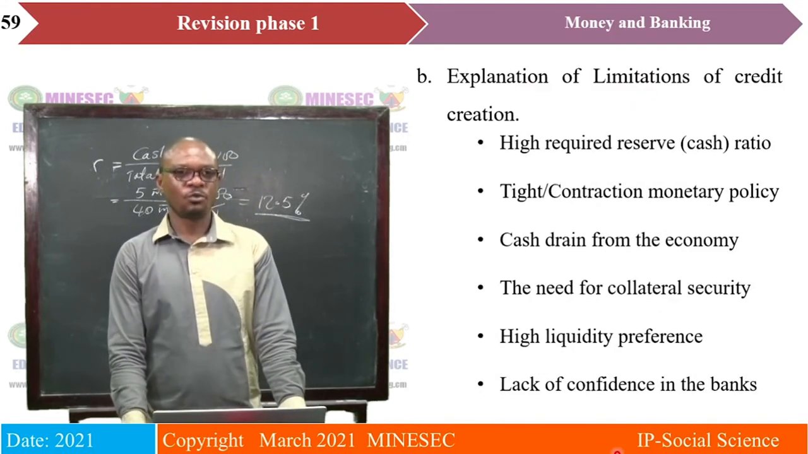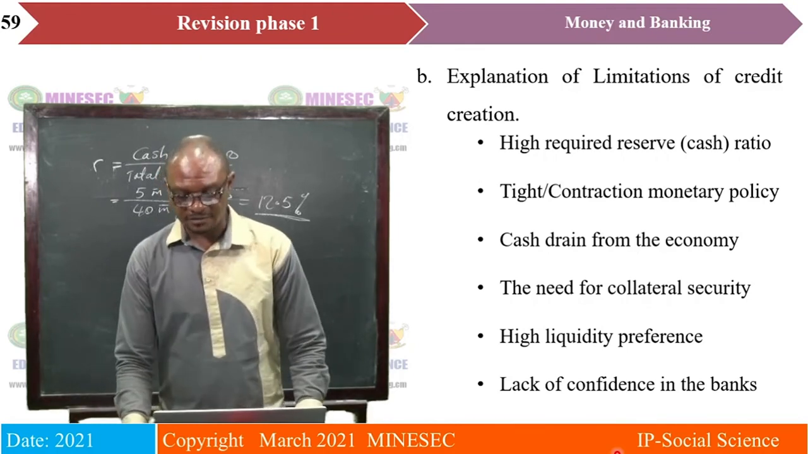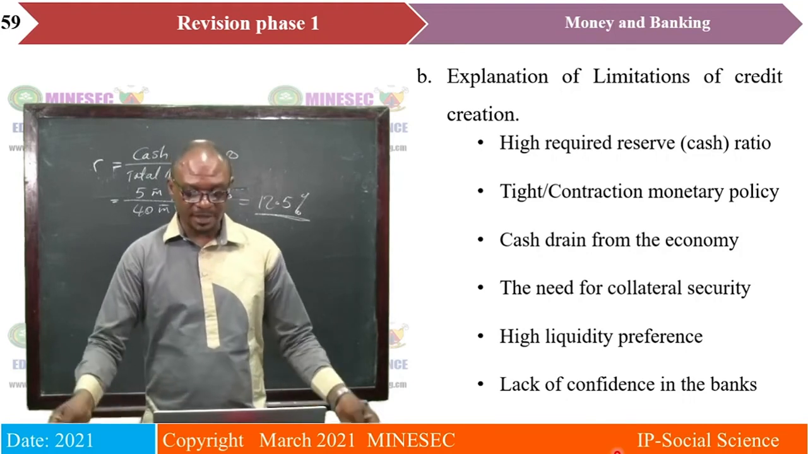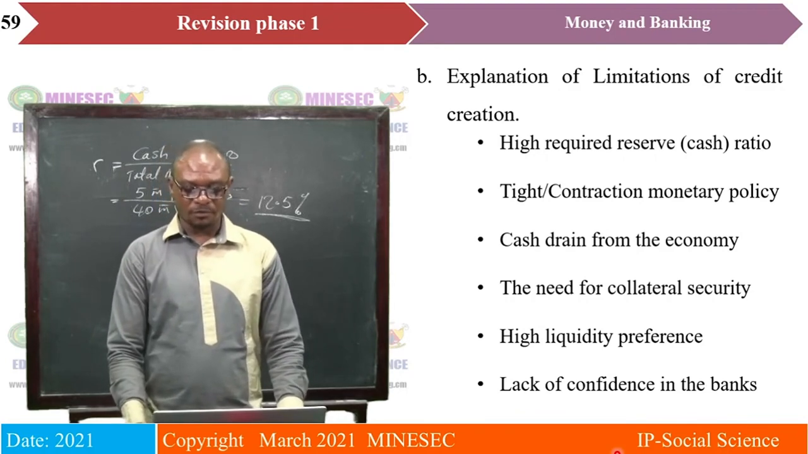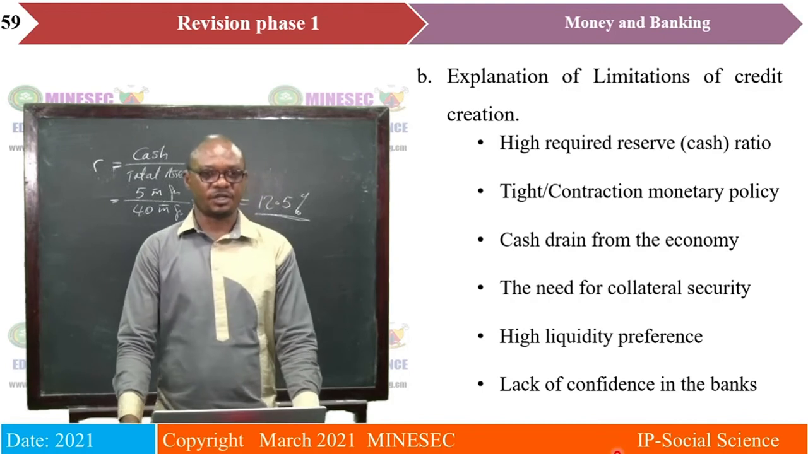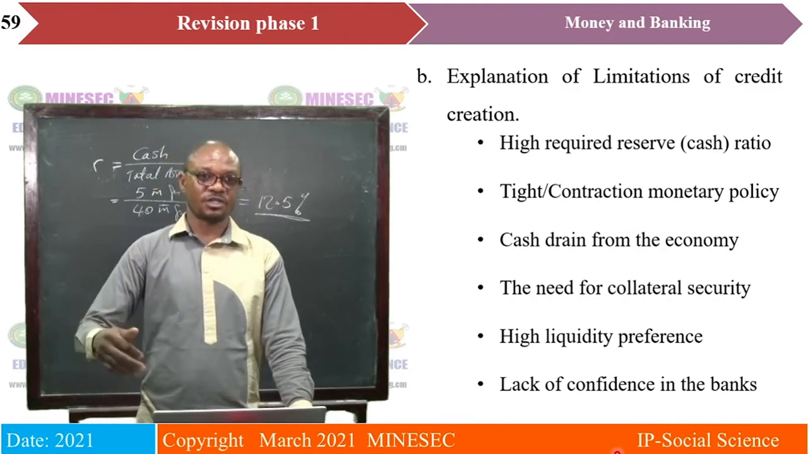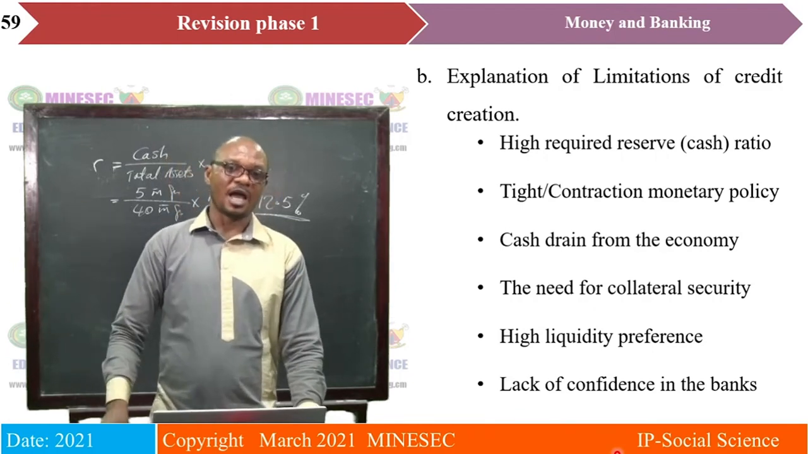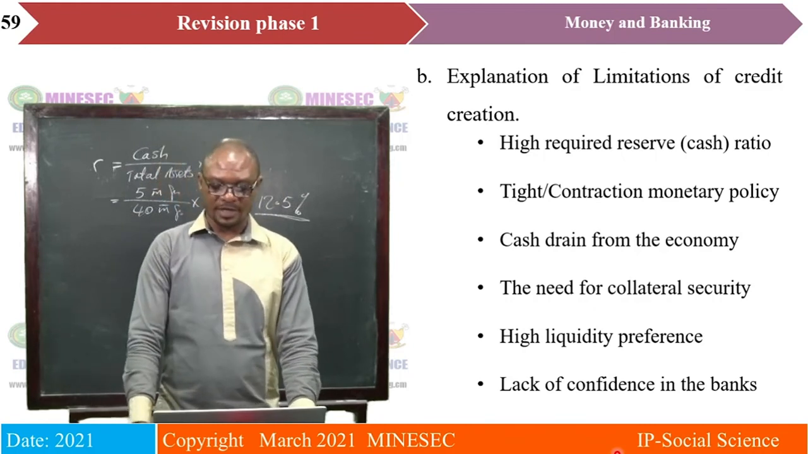Commercial banks do want to give out loans because it is the most profitable of their activity. But there are limitations of giving out these loans. So we call these limitations of credit creation. These limitations will include, first, high required reserve ratio. The required reserve ratio is also known as cash ratio. If the cash ratio is high, then it means that the bank multiplier will be low. And when bank multiplier is low, then it limits the ability of banks to create credit.